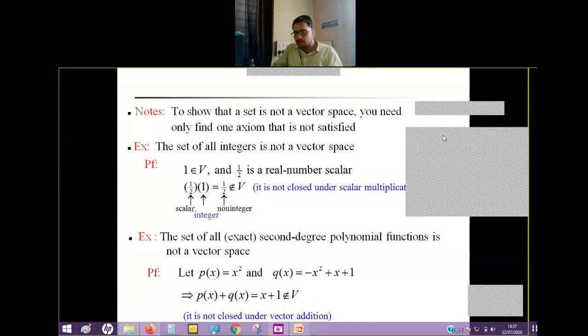Why are we saying this? If we take p of x is equal to x square and q of x is equal to minus x square plus x plus 1, then if we add these two, what is the result? x plus 1. And what is the degree of x plus 1? Can you tell me?